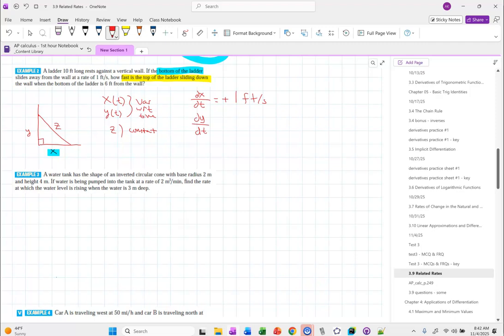Everybody's okay with why I did that? Now, we want that dy dt, though, at a specific moment. It's asking it when the bottom of the ladder is 6 feet from the wall. How do I add that? Good. x equals 6.